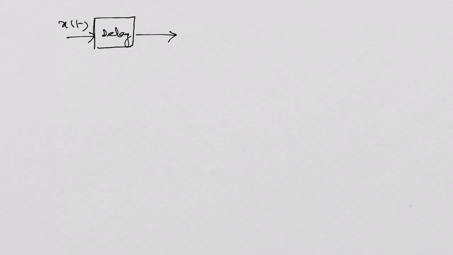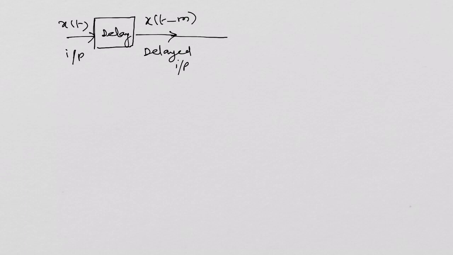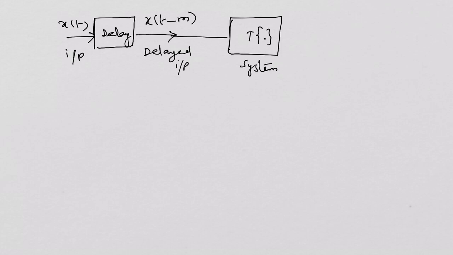I can illustrate it with a block diagram. We have a system, x of t is the input. Let me introduce a delay element, which produces the delayed input signal. This is called the input, whereas this is called the delayed input. Now if it is applied through a system represented by some transformation, it produces, say for example, y1 of t.